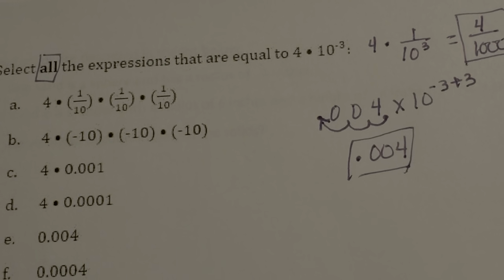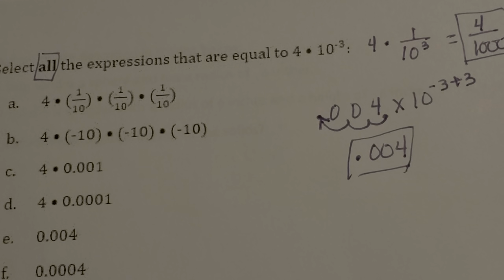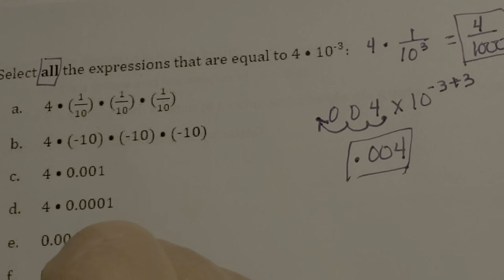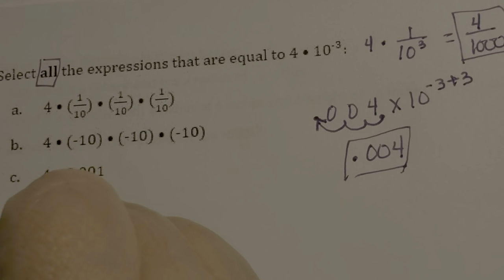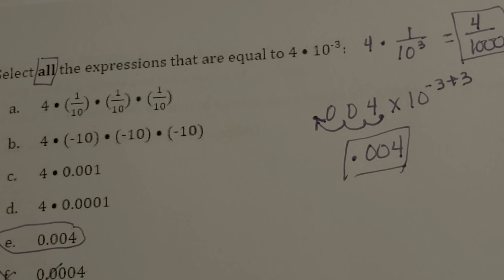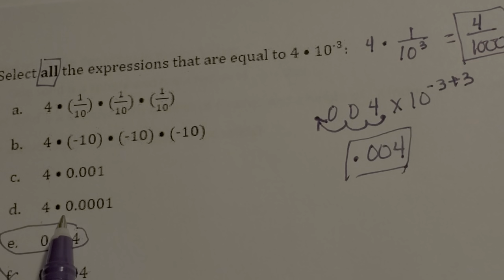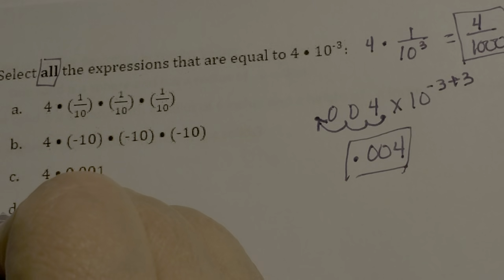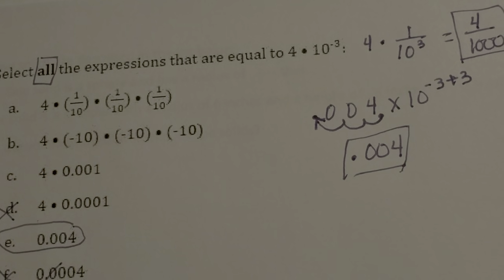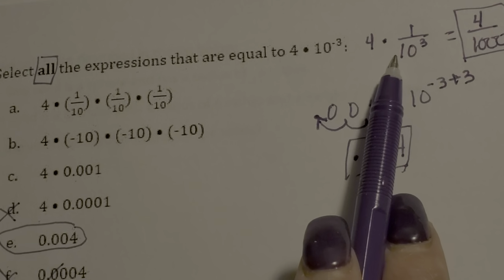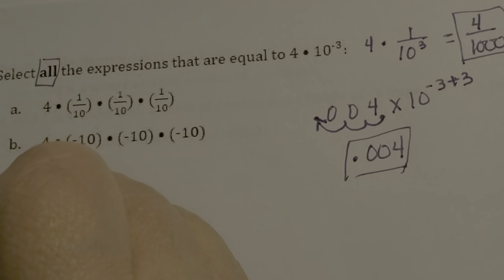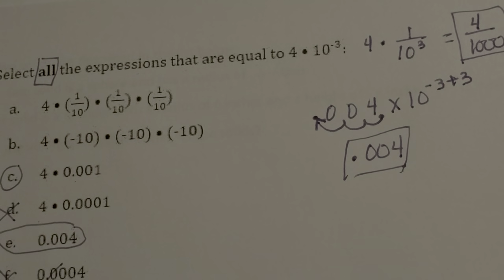So let's look. Do I have 4 thousandths here? Well, this is 4 ten-thousandths, so F is out, but E is 4 thousandths. I have 4 times 1 ten-thousandth. Well, that would not be 4 thousandths, so that is not the answer. But 4 times 1 thousandth, like we have here, would be equal.